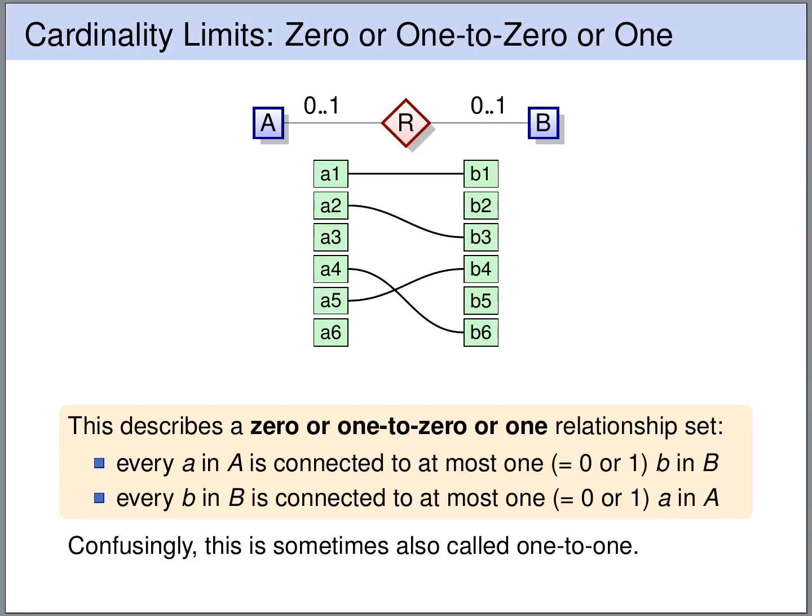We can express a 0-or-1 to 0-or-1 relation by annotating both connections with 0..1. So by these cardinality limits, we express that every A is related to 0 or 1 B's. So every A is related to at most 1 B. It can be related to 1, like A1. A2 is also related to 1. A3 is related to 0. A4 is related to 1. A5 is related to 1. A6 is related to 0. And likewise, every B is related to at most 1 A. So this is a 0-or-1 to 0-or-1 relation.